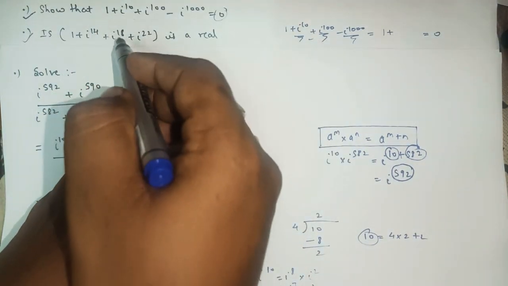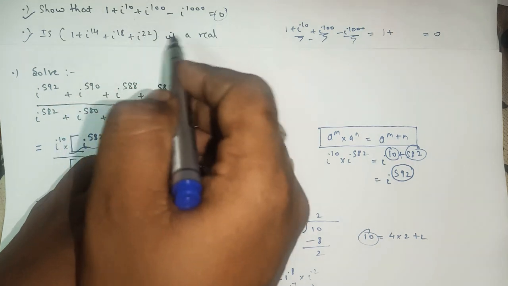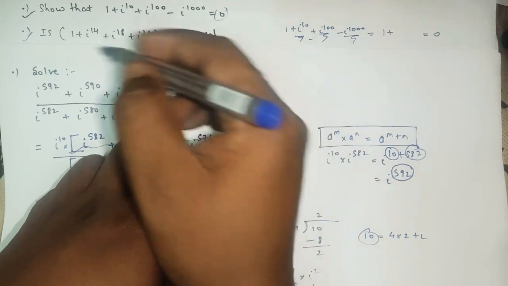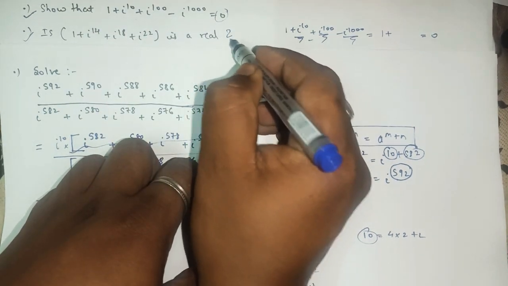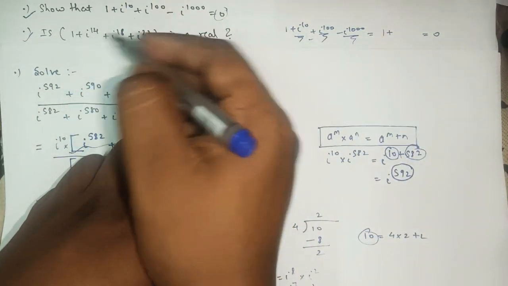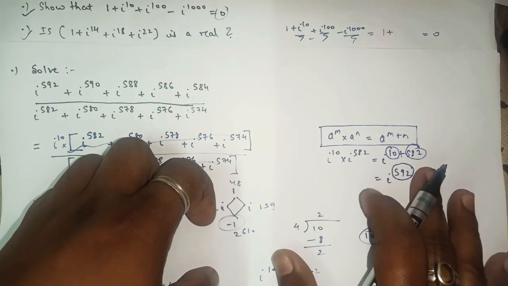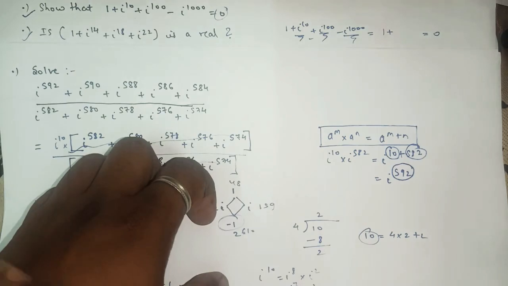1 plus i raised to 14, i raised to 18, i raised to 22 is a real number. Just now we saw real, is a real, that is a question mark. Here we have to check whether this part is real or imaginary. After solving only you will come to know.